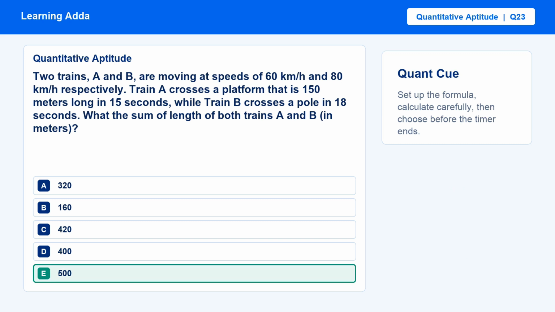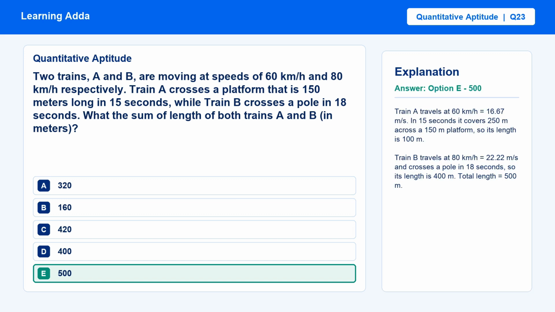The answer is option E, 500. Train A travels at 60 km per hour, which is equal to 16.67 meters per second. In 15 seconds it covers 250 meters across a 150 meter platform, so its length is 100 meters. Train B travels at 80 km per hour, which is equal to 22.22 meters per second, and crosses a pole in 18 seconds, so its length is 400 meters. Total length is equal to 500 meters.